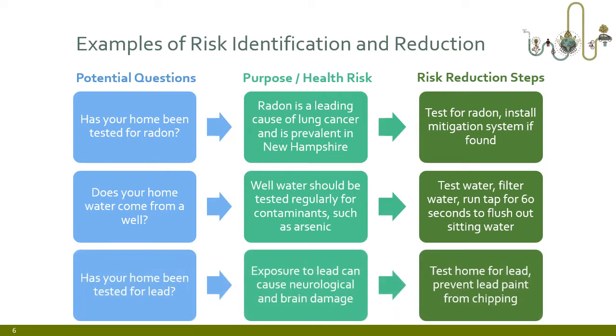A final example is, has your home been tested for lead? Lead is unfortunately a common contaminant throughout New England, and exposure is associated with neurological and brain damage. Testing homes, particularly those built before 1978, for lead is prudent, especially if children or pregnant women are living in the home. Preventing lead paint from chipping through maintenance can drastically reduce lead contamination within the home.